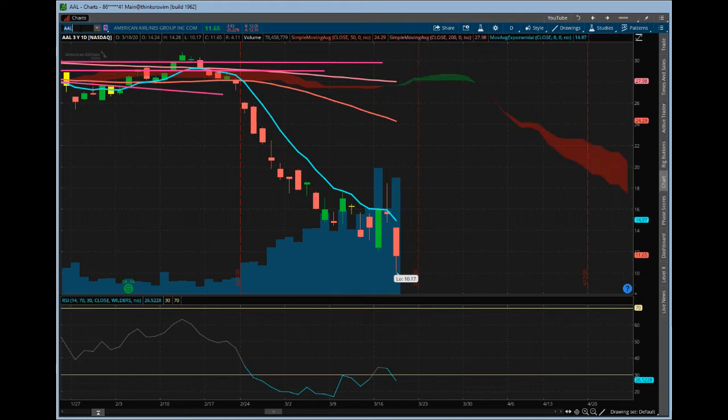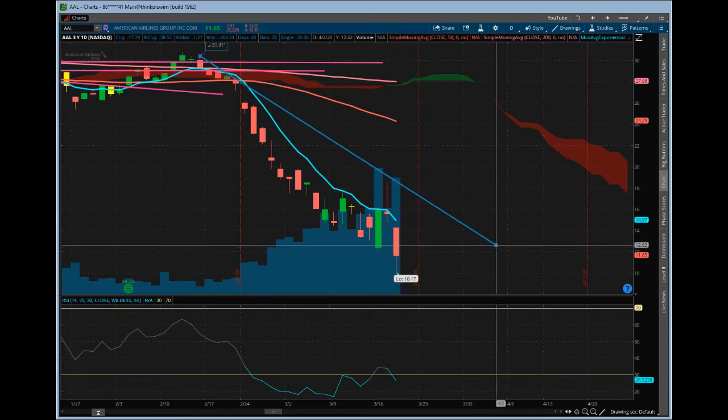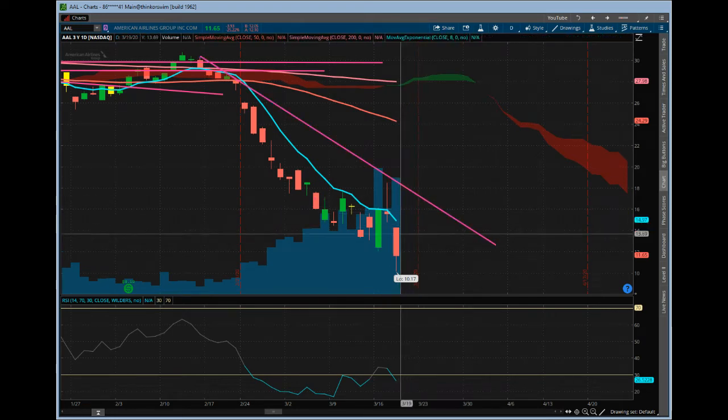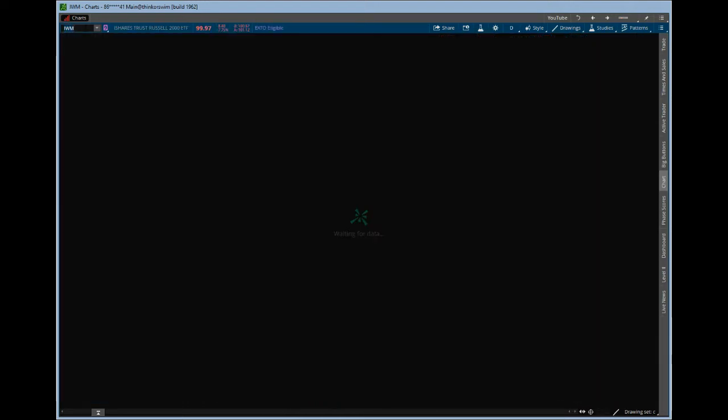AAL. Wow. Not quite an evening star reversal right here, but that's a big upper shadow over the ADMA right here. We need to get some follow through to the downside. I got some big volume. I know they're talking about bailing out these stocks, but these things are just getting crushed. Here's essentially your macro trend line right here, and bearish until proven otherwise in AAL. So that looks good. Watch out for the lower shadow today, but if it wants to push lower, it certainly could. IWM.